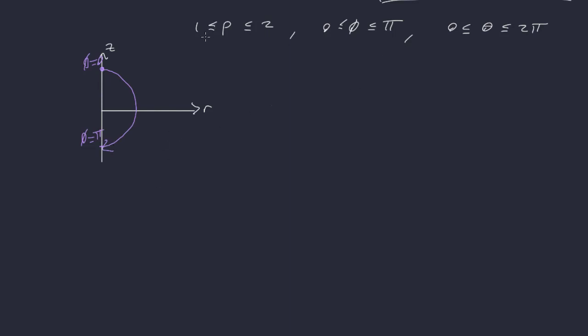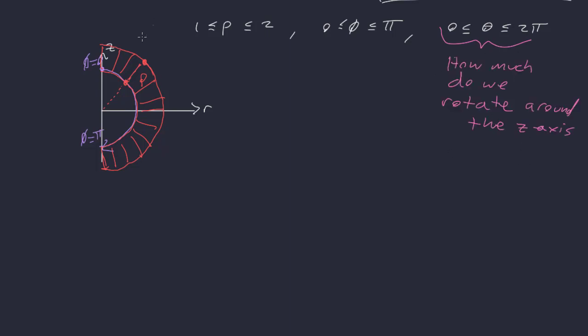Now we're going to look at our rho. Our rho is 1 to 2. So wherever we might be, here's rho equals 0. Let's say this is rho equals 1 and rho equals 2. So we're basically creating a semicircle disk here. Here's all our different rhos that we're rotating down from 0 to pi. And then theta tells us how much to rotate it around the z-axis. So that tells us we're doing the full rotation.